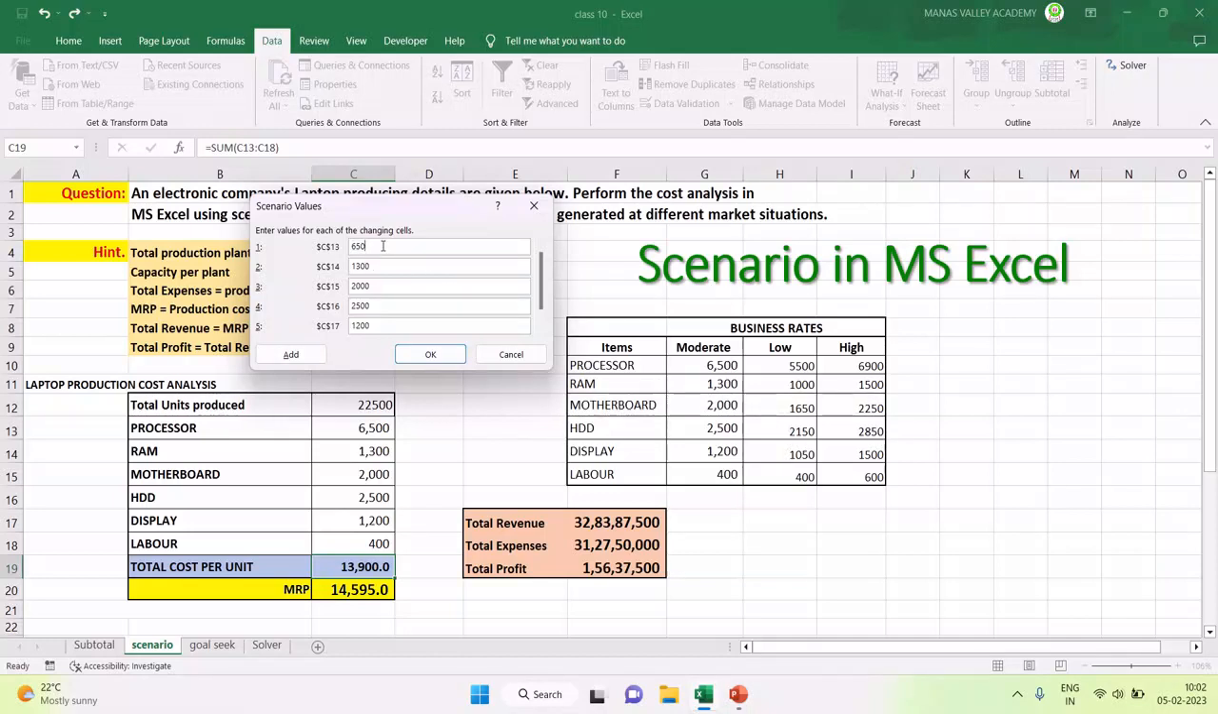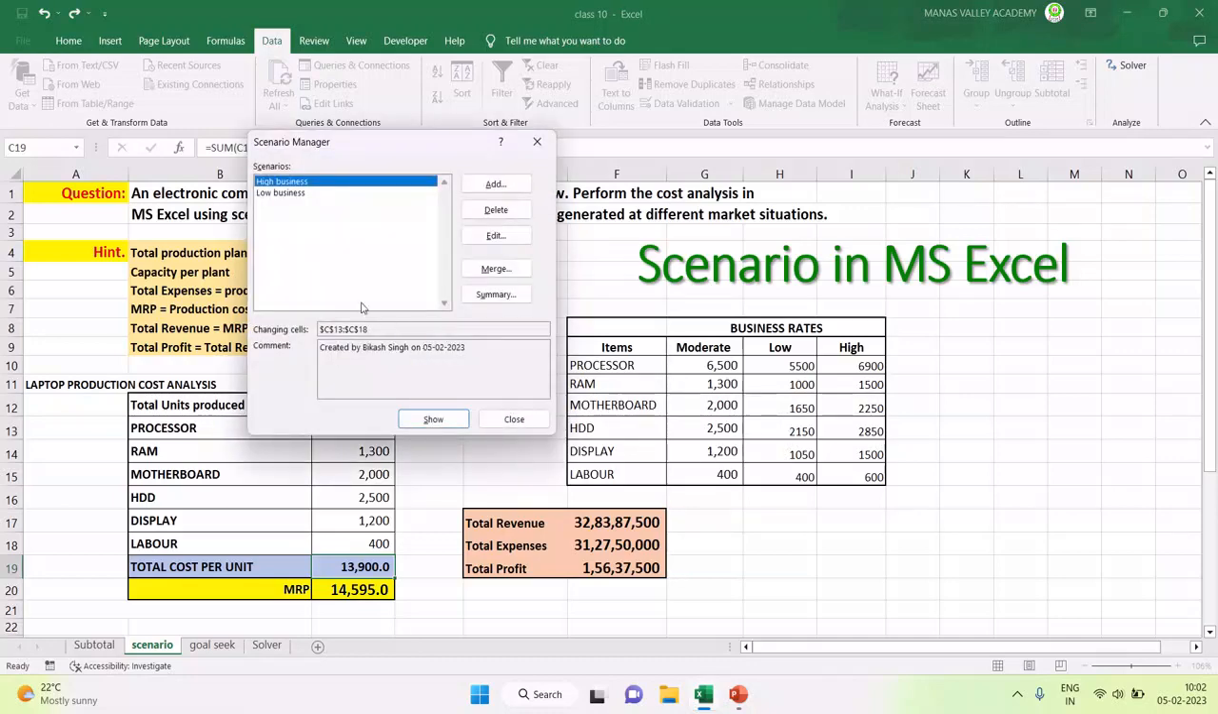In case of low business, the cost of the processor is 5,500. RAM cost is 1,000. Motherboard cost is 1,650. Hard disk cost is 2,150. Display cost is 1,050. And labor cost is 400. So these are the rates for the low business situation. Click on the OK button. Your low business scenario is also created here.